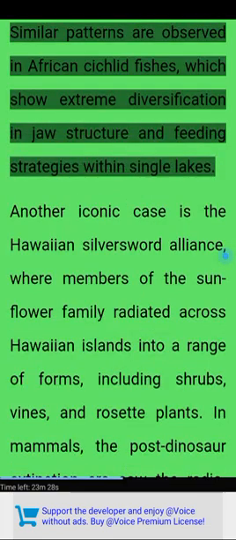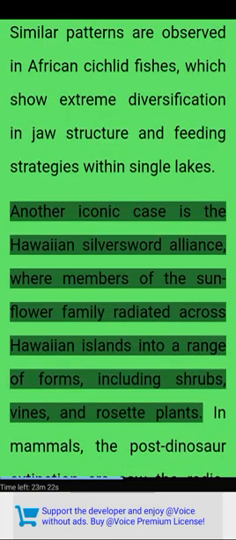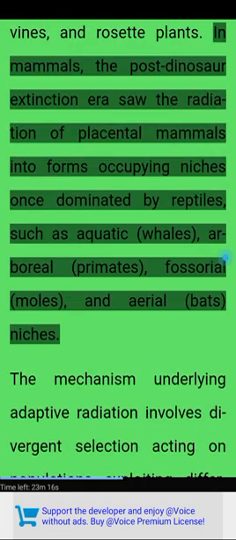Similar patterns are observed in African cichlid fishes, which show extreme diversification in jaw structure and feeding strategies within single lakes. Another iconic case is the Hawaiian silversword alliance, where members of the sunflower family radiated across Hawaiian islands into a range of forms, including shrubs, vines, and rosette plants. In mammals, the post-dinosaur extinction era saw the radiation of placental mammals into forms occupying niches once dominated by reptiles, such as aquatic whales, arboreal primates, fossorial moles, and aerial bats.